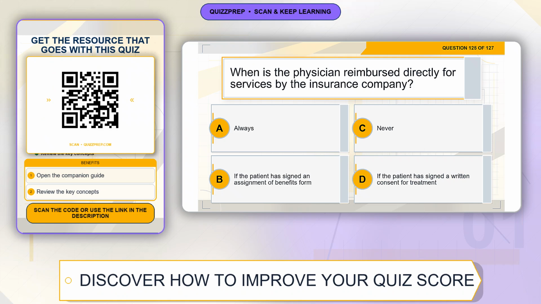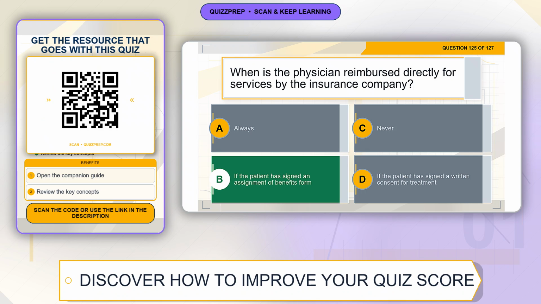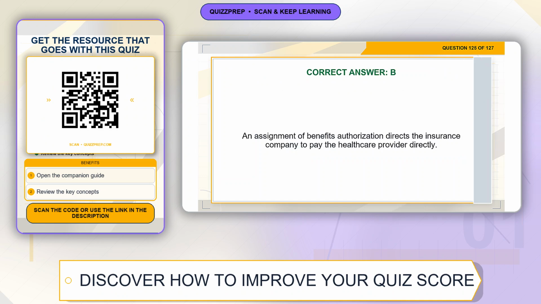Question 125. When is the physician reimbursed directly for services by the insurance company? Option A, always. Option B, if the patient has signed an assignment of benefits form. Option C, never. Option D, if the patient has signed a written consent for treatment. The correct answer is option B, if the patient has signed an assignment of benefits form. Explanation: an assignment of benefits authorization directs the insurance company to pay the healthcare provider directly.